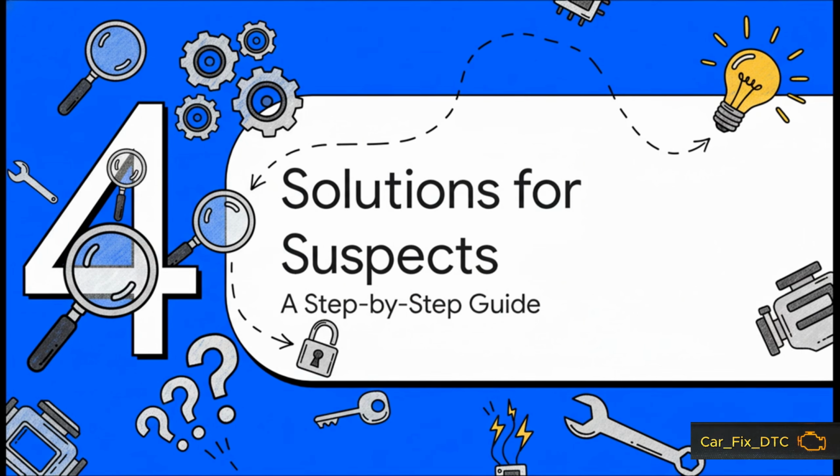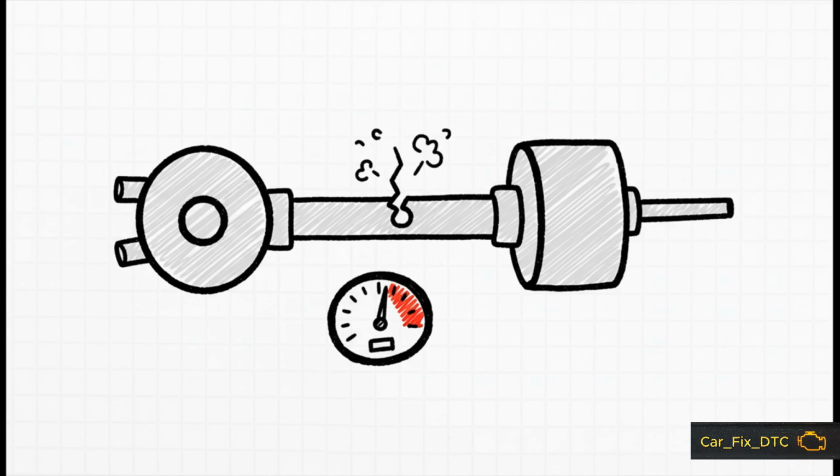Now for the good news. We can actually go through and systematically check and fix each of these potential problems. So in this next part, we're going to walk you through these step-by-step solutions for each of our 3 suspects. First up, we've got the control tube.